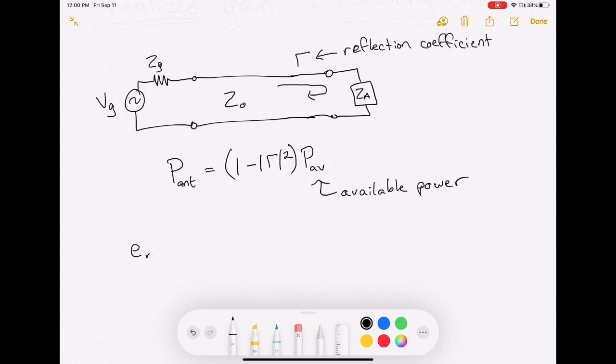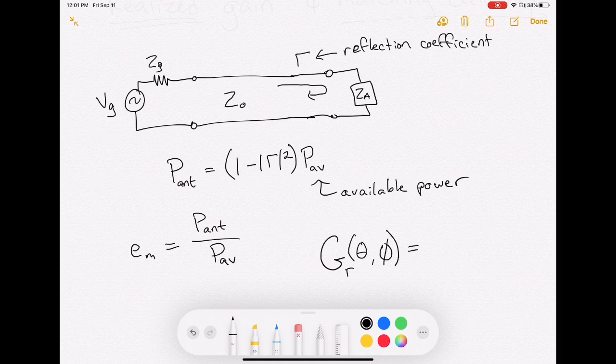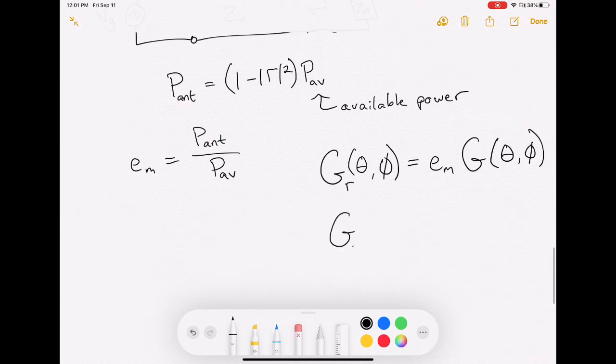So the matching efficiency, I'm using EM, I think that's the same as in the book, is the power delivered to the antenna divided by the available power from the generator. And then the realized gain, for which most people use GR, is going to be the matching efficiency times regular gain. Or you could write that as the realized gain is the matching efficiency times the radiation efficiency times the directivity.